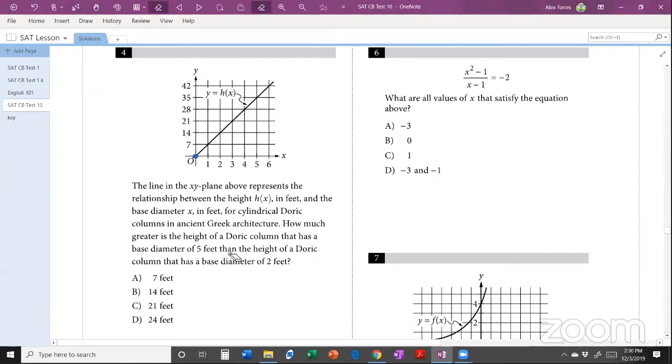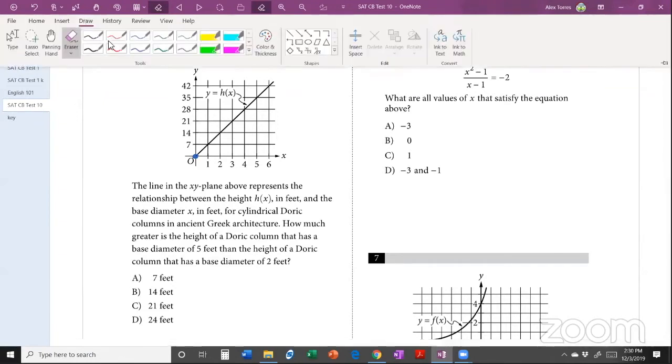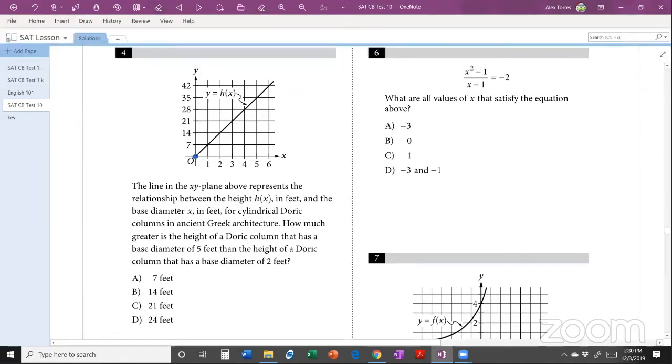But looking here, we have the diameter in feet and the height, which is h of x, which is the y. So your f of x is just a fancy way of saying your y. How much greater is the height of a column that has a diameter of 5 than the one that has a diameter of 2? So when the diameter is 2, the height is 14. And when the diameter is 5, the height is 35. So how much greater is that? It's 35 minus 14, which is 21. So the answer to question 4 is going to be C.